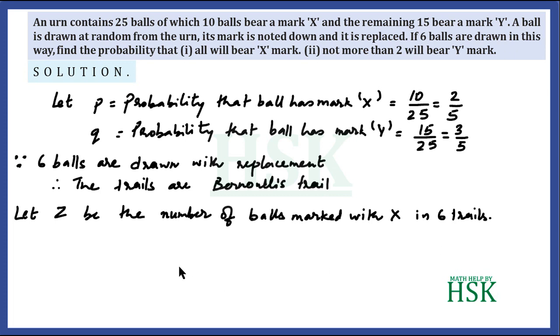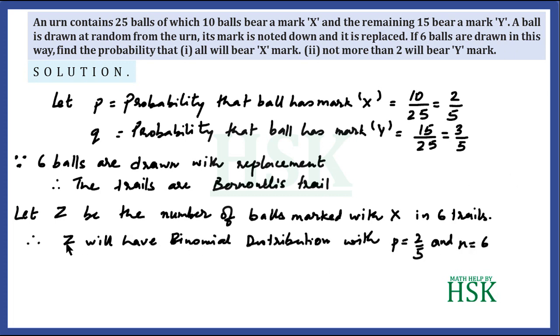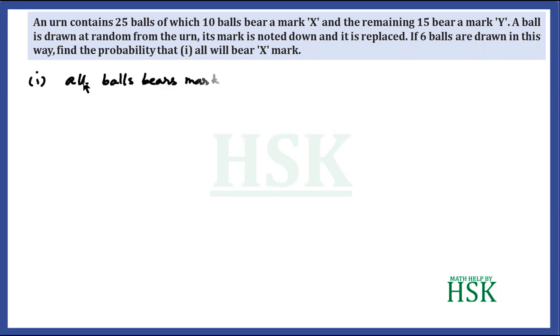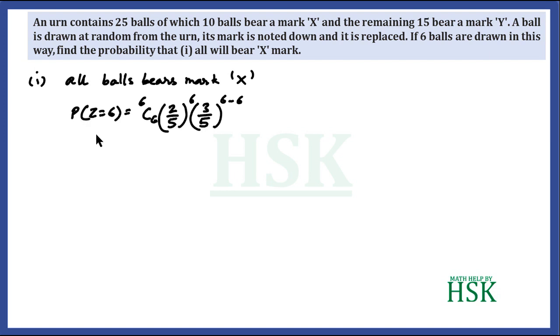Okay, so therefore Z will have a binomial distribution with P and N, where P will be equal to 2 by 5 and N will be equal to 6. And the probability of Z successes would be given by NCZ P to the power of Z Q to the power of N minus Z. Now in the first part, we are required to calculate the probability that all balls bear mark X. Okay, so this would be equal to probability of exactly 6 successes, because 6 out of 6 balls are marked with X.